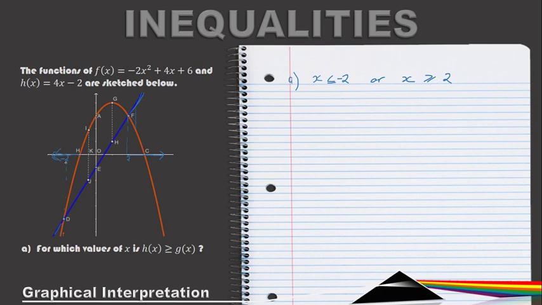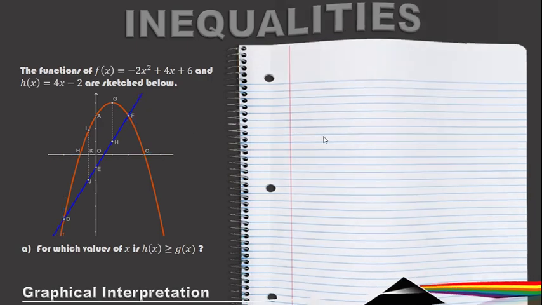So this is where x is less than or equal to negative 2 over here, the line lies above, and where x is greater than or equal to 2, the straight line also lies above the parabola.